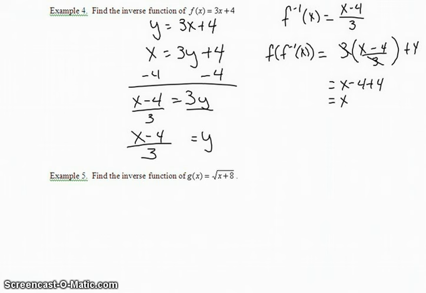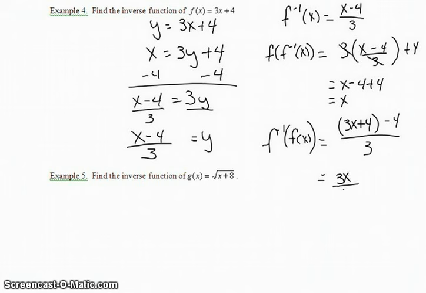Let's do the other way. The inverse and substitute my original in. So I'm going to have minus 4 all over 3. And I put 3x plus 4. And then I have 3x plus 4 minus 4, 0 divided by 3. Well, by George, we didn't make a mistake. They are both inverses of one another.